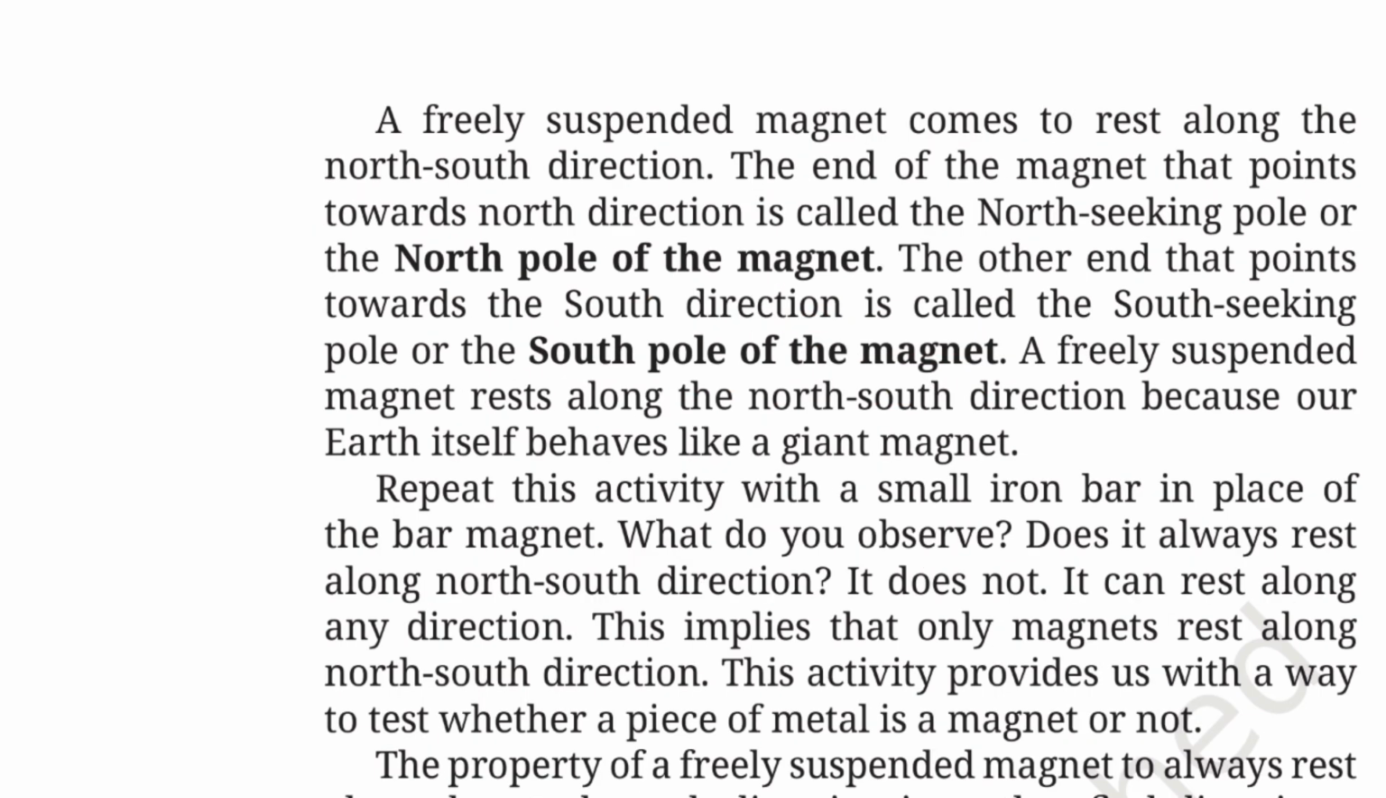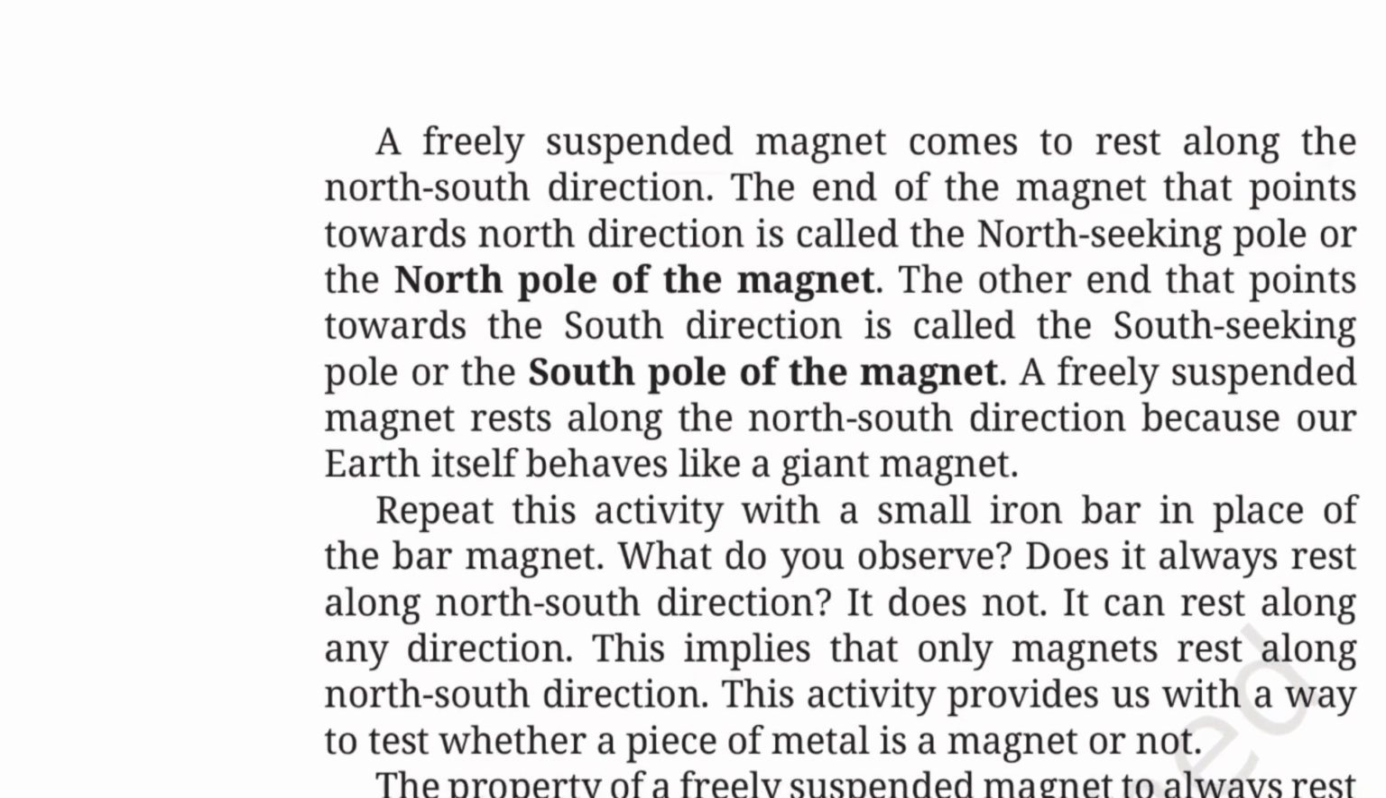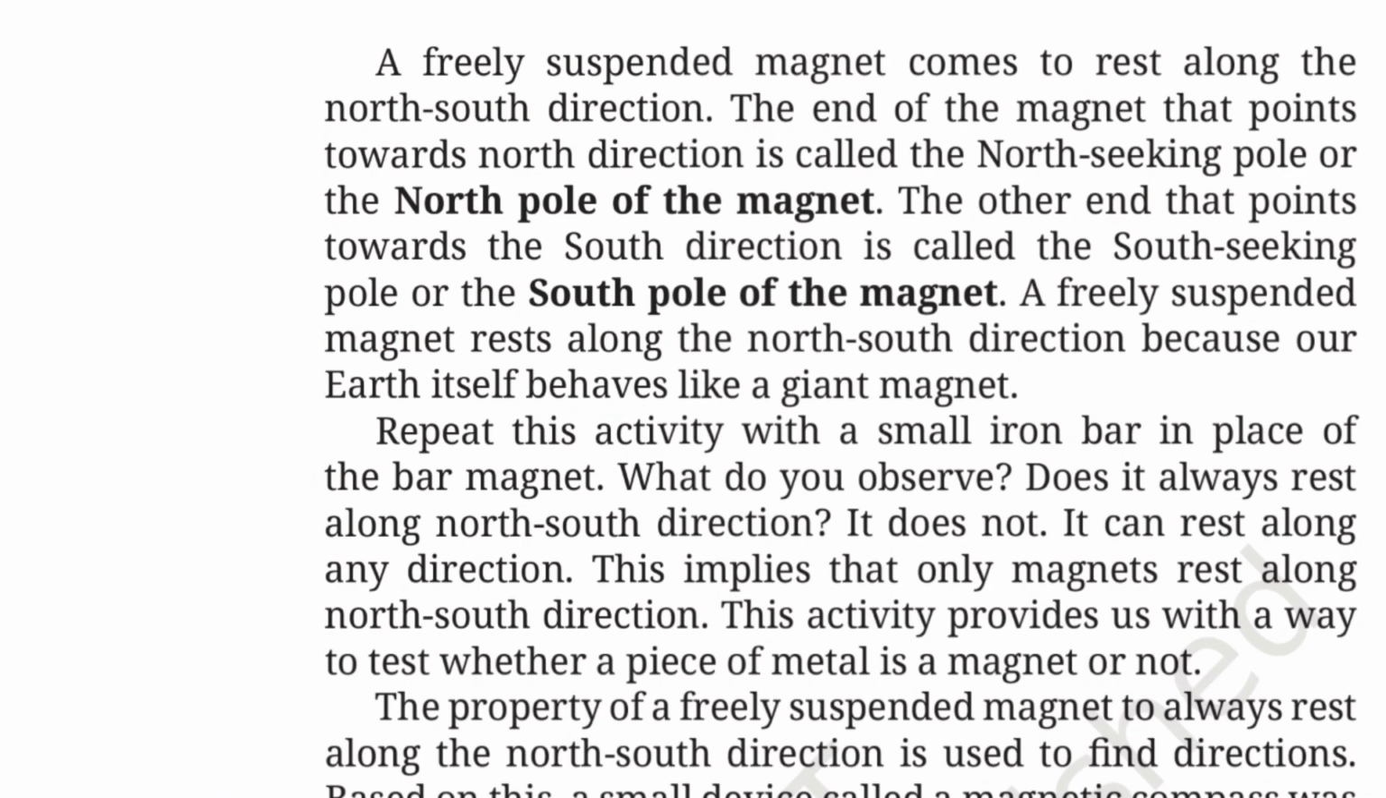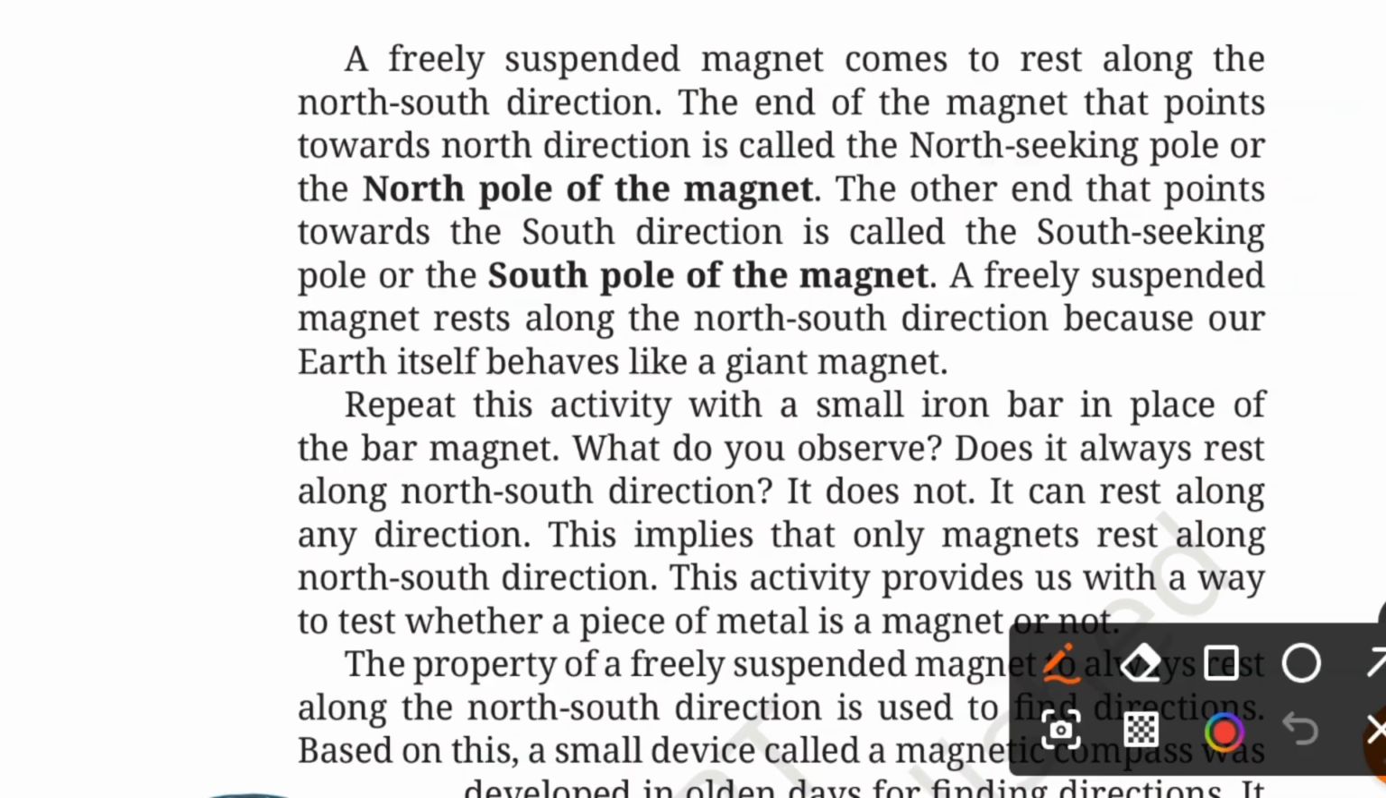A freely suspended magnet rests along north-south direction because our earth behaves like a giant magnet. Two questions can be formed very easily. How does our earth behave? So the answer is, earth behaves like a giant magnet. Then the next question can be in the form of a give reason: why does a freely suspended magnet rest along a north-south direction?